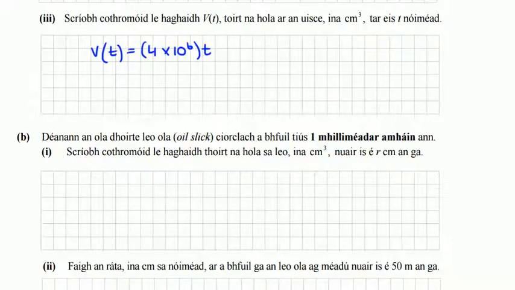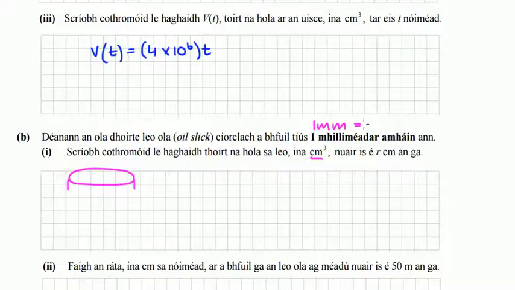B. The spilled oil forms a circular oil slick 1 millimeter thick. Write an equation for the volume of the oil in the slick in centimeters cubed where the radius is r centimeters. So the volume that we're looking for is the volume of a cylinder. What we need to watch out for in this question is that we've got a lot of units to keep an eye on. Here they've given us the height of the cylinder as 1 millimeter.